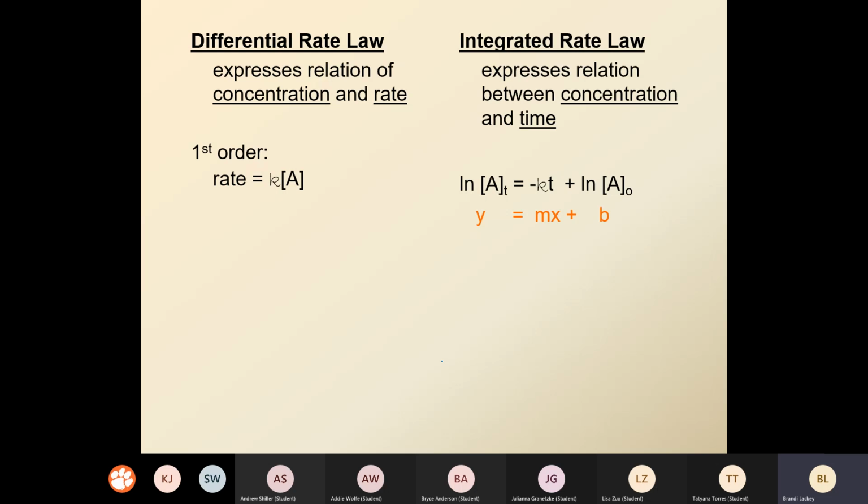The reason that the integrated rate law is written in this order and not matching what's on your reference sheet is because it's designed to match slope-intercept form. That way it can be graphed. So your natural log of A at whatever time is going to be your y-axis. The rate constant and time is going to be like your slope and your x. And then the natural log of your initial concentration, that A sub 0, is going to be your y-intercept. So that's how it's set up to allow you to graph it.